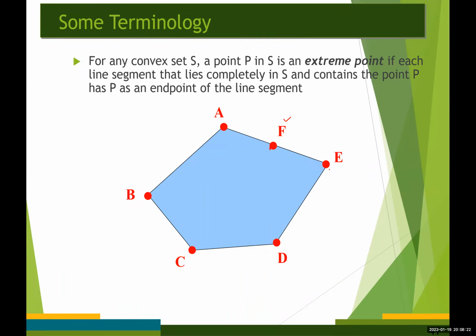That's because this point F lies on the line segment AE, right? And this AE lies completely in S. However, here, the point F is not an endpoint of the line segment AE. That's why F cannot be an extreme point, okay?